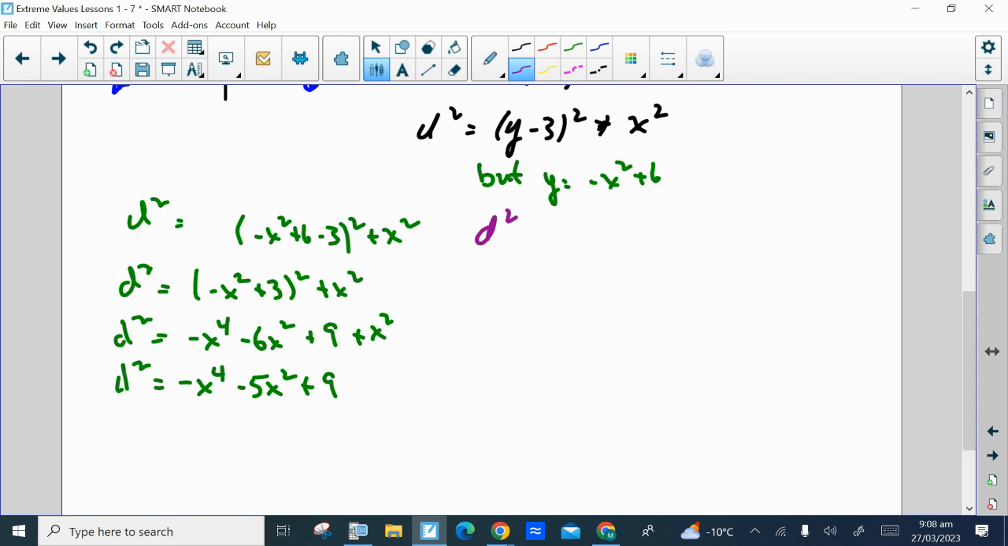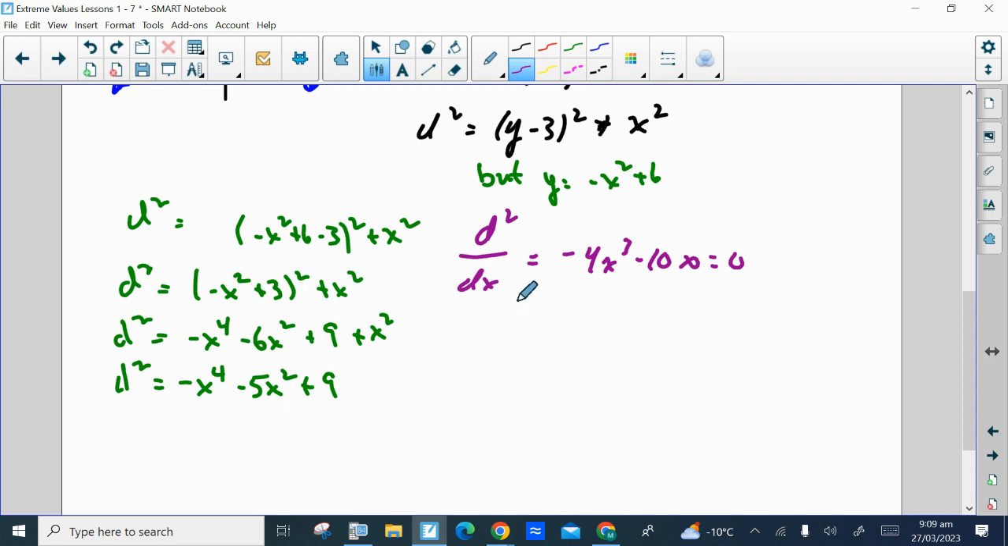d squared by dx. That tells us that we're doing the derivative. Is negative 4x cubed minus 10x. And we need to find our critical numbers for that. Where does it equal 0?